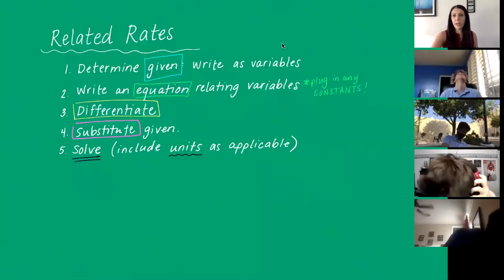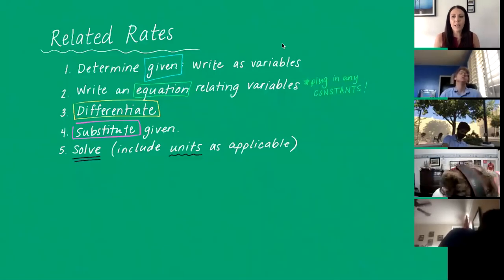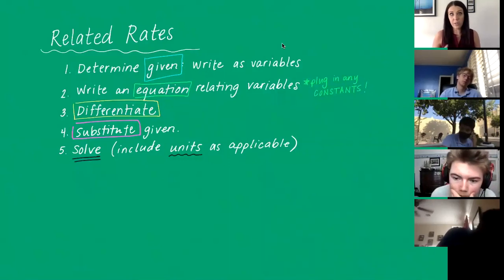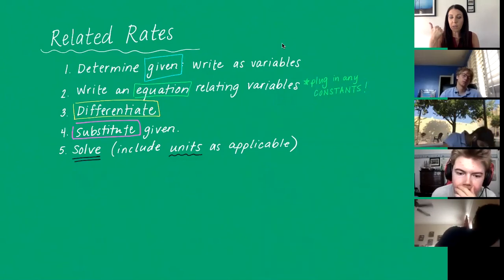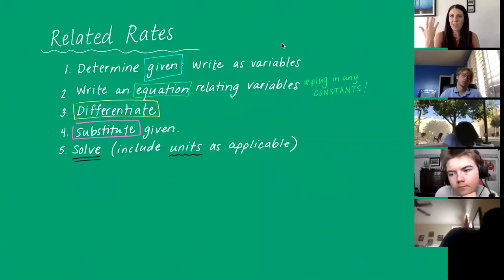Okay, so related rates, just a reminder of where we were last time. We talked about the fact that you first need to read the question, right? That's not in here. And then you need to determine what's given, write as variables. That was a lot of the homework last night, decoding the paragraph to figure out what information am I actually being given.